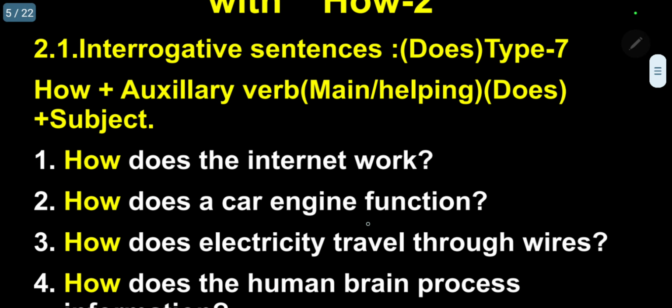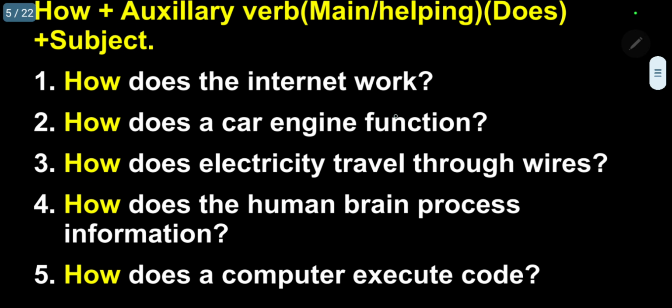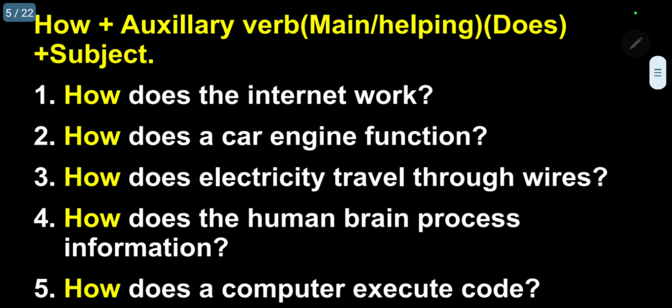Now let me take does. I told you this is used for singular nouns and singular pronouns. Kindly follow. How does the internet work? Work main verb, does auxiliary.